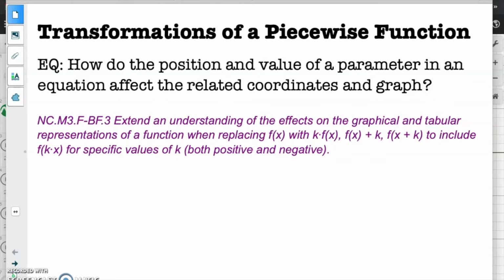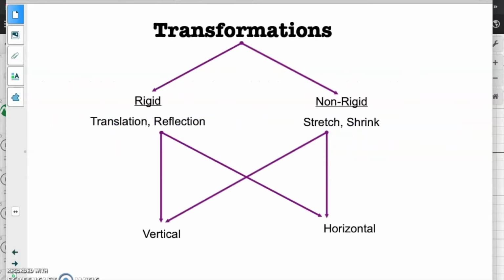In this video, we will explore the transformations of a piecewise function. There are two main types of transformations, rigid and non-rigid. You may have heard of these types of transformations before by these or other names, but the rigid transformations are known as translations and reflections. Maybe you've heard of them as the slide or flip.